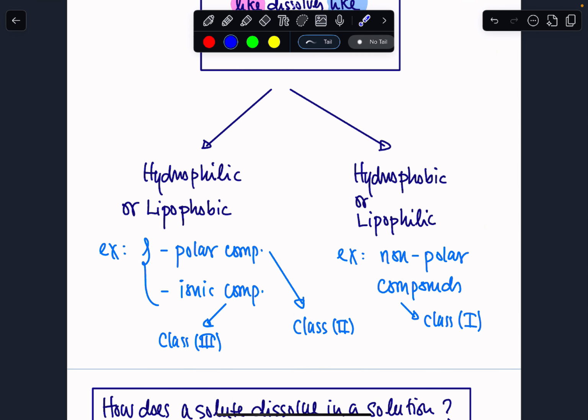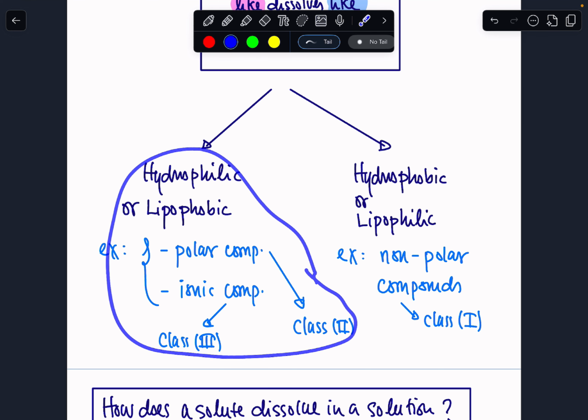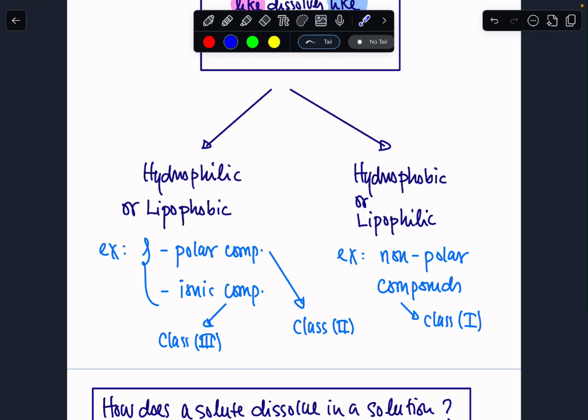For the purposes of this course, let's classify these solutions or compounds into two groups. The first group, as you can see on the left, let's call hydrophilic or lipophobic. And on the right, let's call them hydrophobic or lipophilic. Philic means you like something. So here you like hydro, or you like water. Phobia means you're scared of something or you don't like it. So here you don't like lipids or fats.